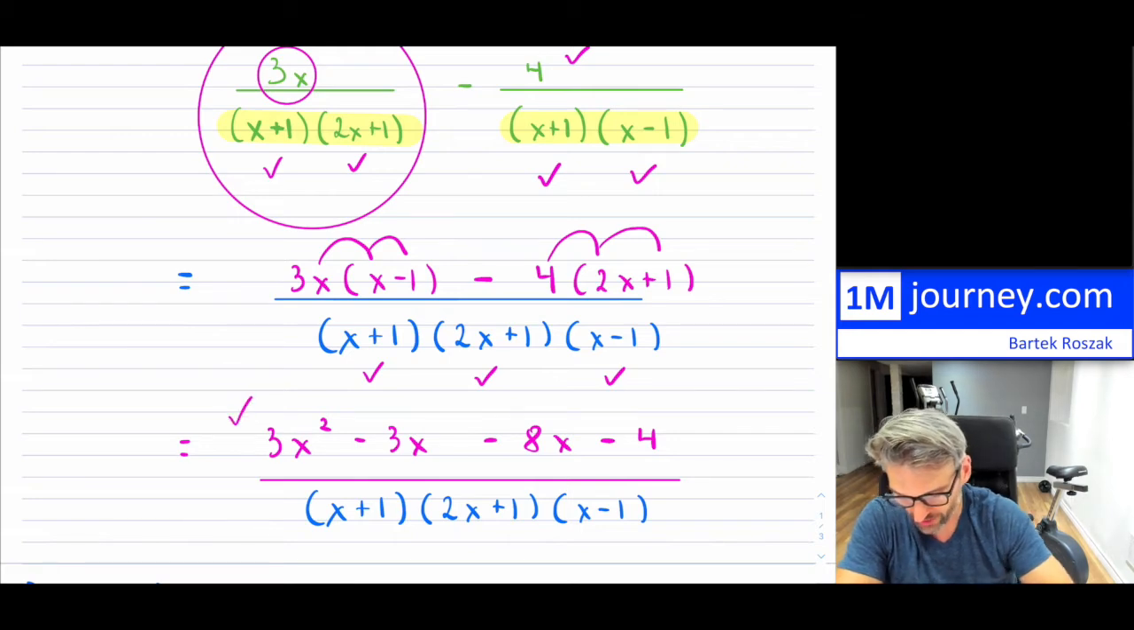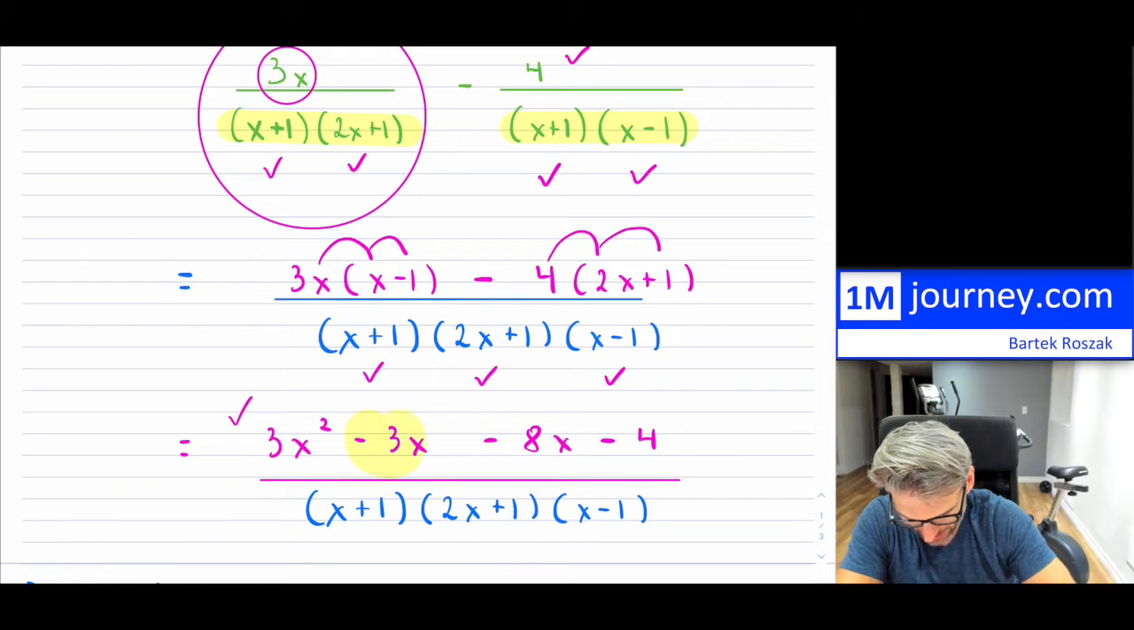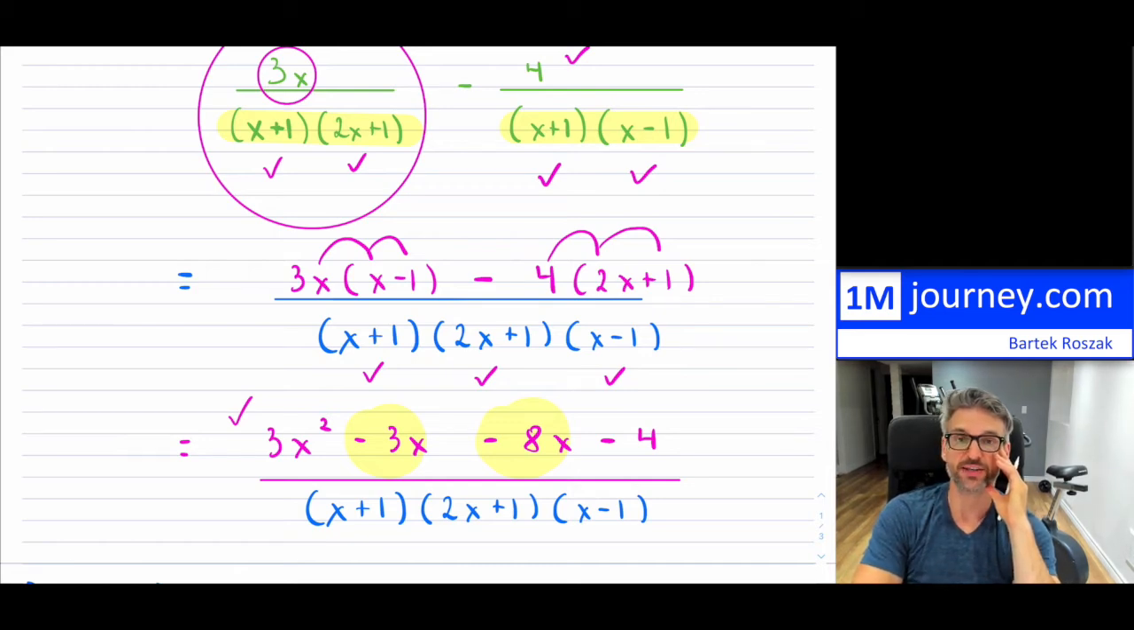So my numerator, the 3x squared will stay. And then what I would do is I would have minus 3x minus 8x. So those are like terms. So it's going to become negative 11x. And then minus 4. And then I would leave it at that. I'll just leave it the way that it is here. But I will just collect those like terms. And then that's it. So now you found your common denominator, and you can subtract the two terms as you like.